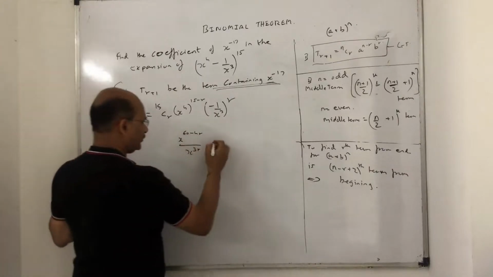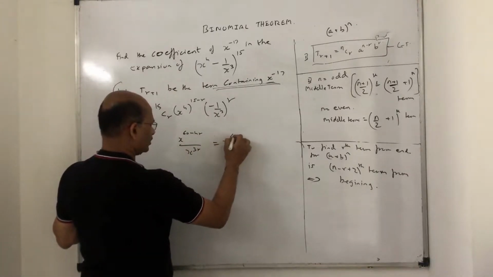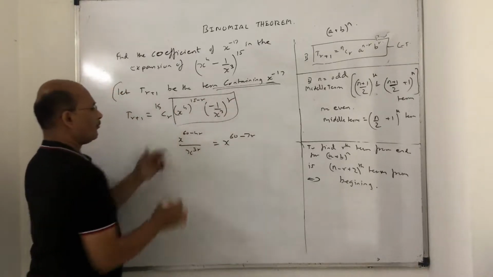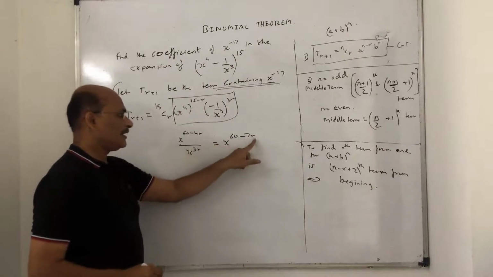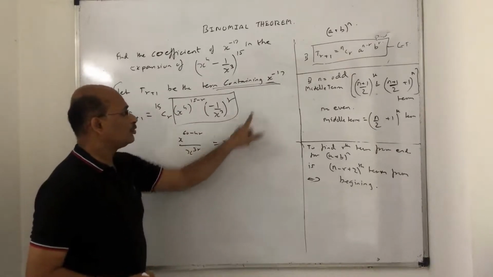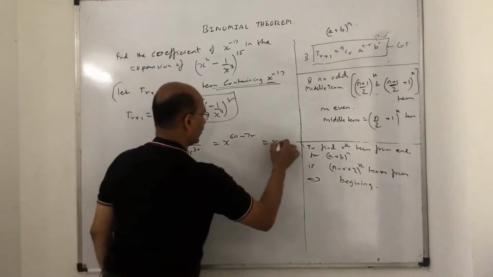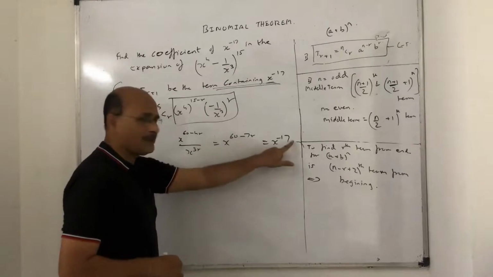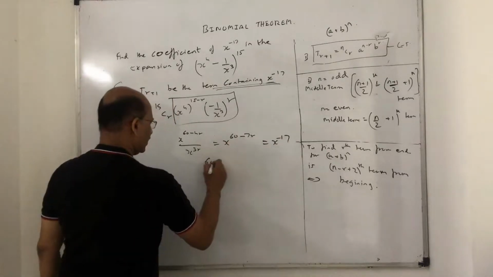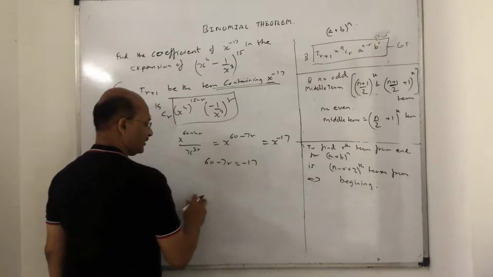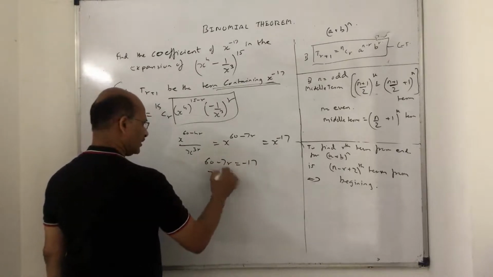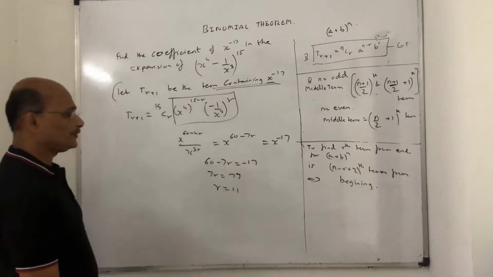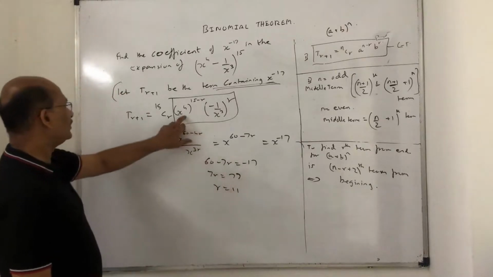Now if I take this up, this will become x raised to 60 minus 7r. That means whatever operation I do, I'll get 60 minus 7r. And x raised to should be minus 17. So find r in such a way that this should be minus 17. So 60 minus 7r is equal to minus 17. So 7r is equal to 77. So r is what? 11. My job is over. So just put the value of r, because this is the term which I am talking about.